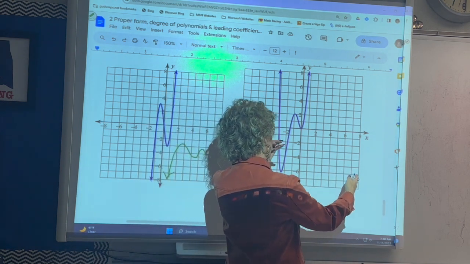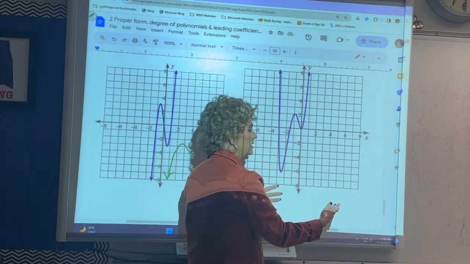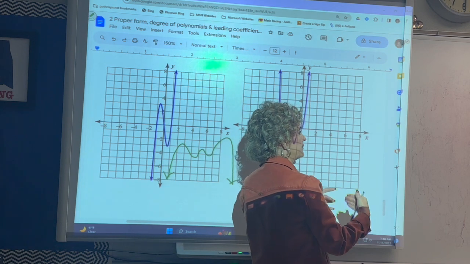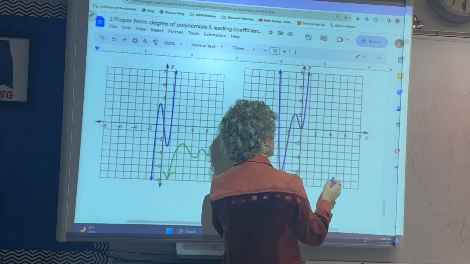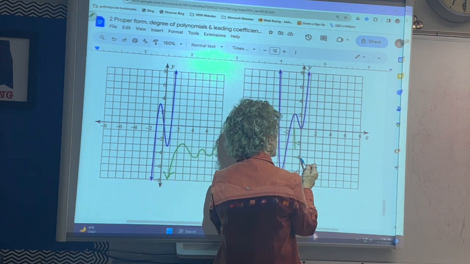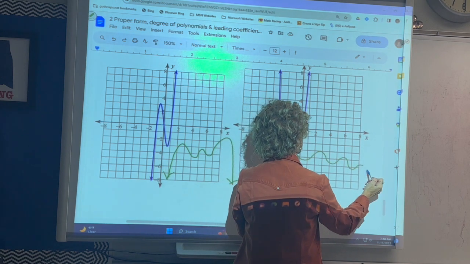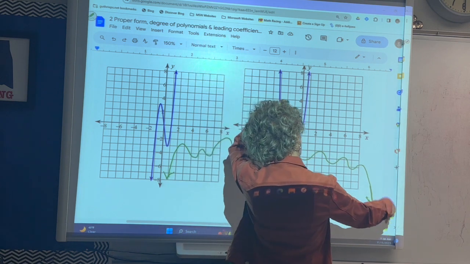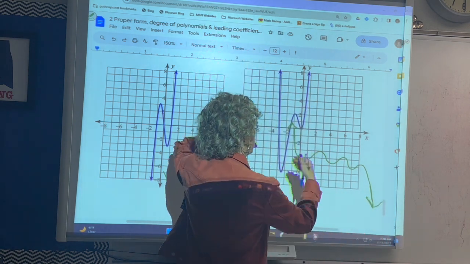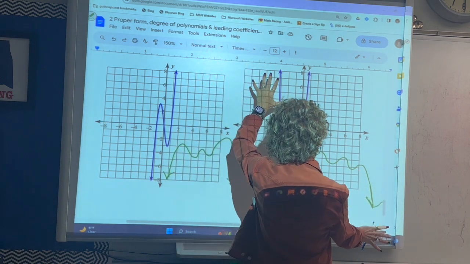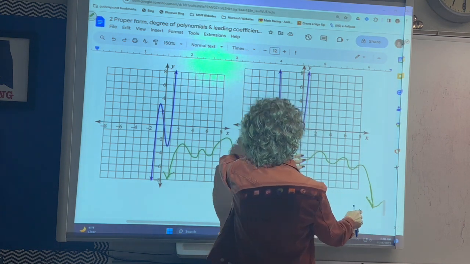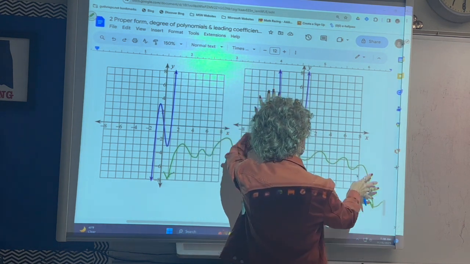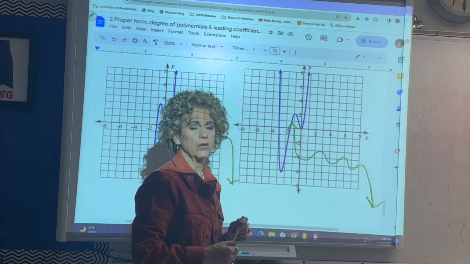I'm going to do the same thing over here. We'll do an odd function with a negative leading coefficient. With a negative leading coefficient, the left-hand side would be going up, regardless of what happens in the middle, and the right hand goes down. Opposite directions: the left hand's up, the right hand's down. This would be an odd function because they're opposite directions. This would have a negative leading coefficient.